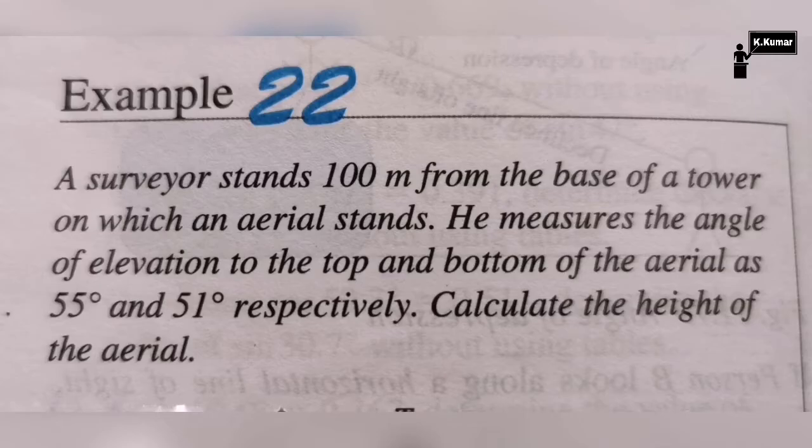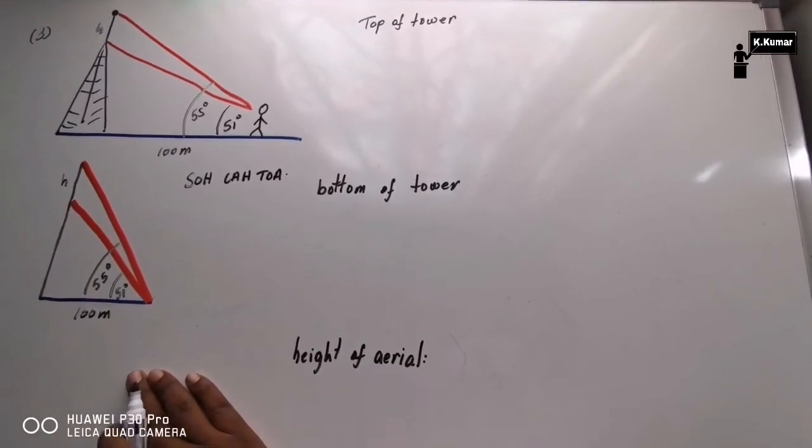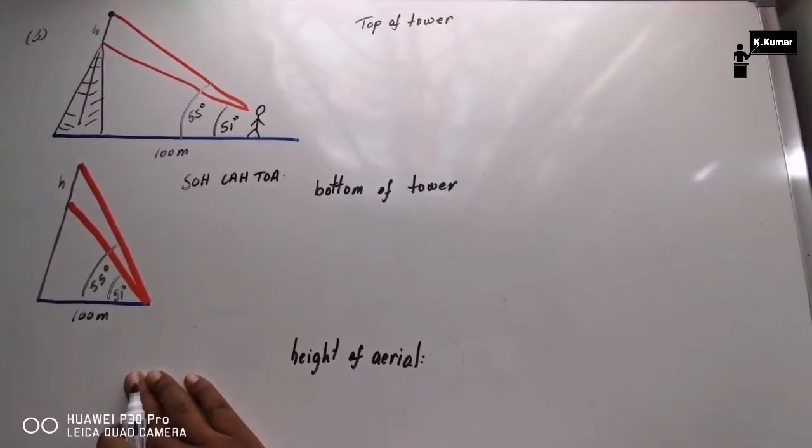This is example 3. Pause the video and copy the question. Third example. A surveyor stands 100 meters from the base of a tower on which an aerial stands. He measured the angle of elevation to the top and the bottom of the aerial as 55 and 51 degrees respectively. Calculate the height of the aerial.